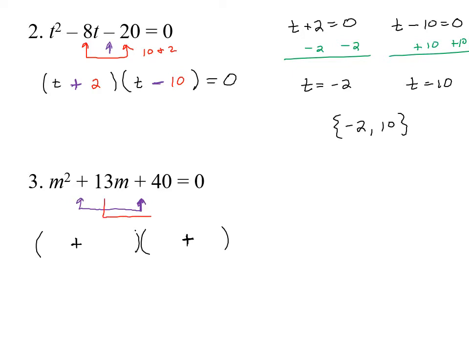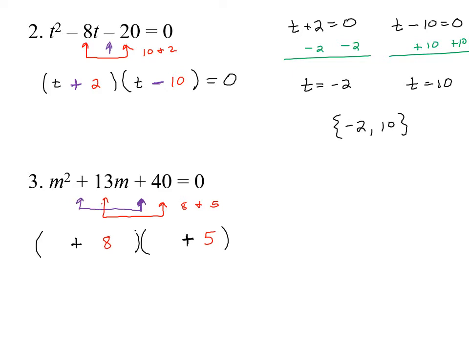Then I look at the numbers. Two numbers that multiply to 40 that add to give me 13. I will use 8 and 5. 8 times 5 is 40. 8 plus 5 is 13.